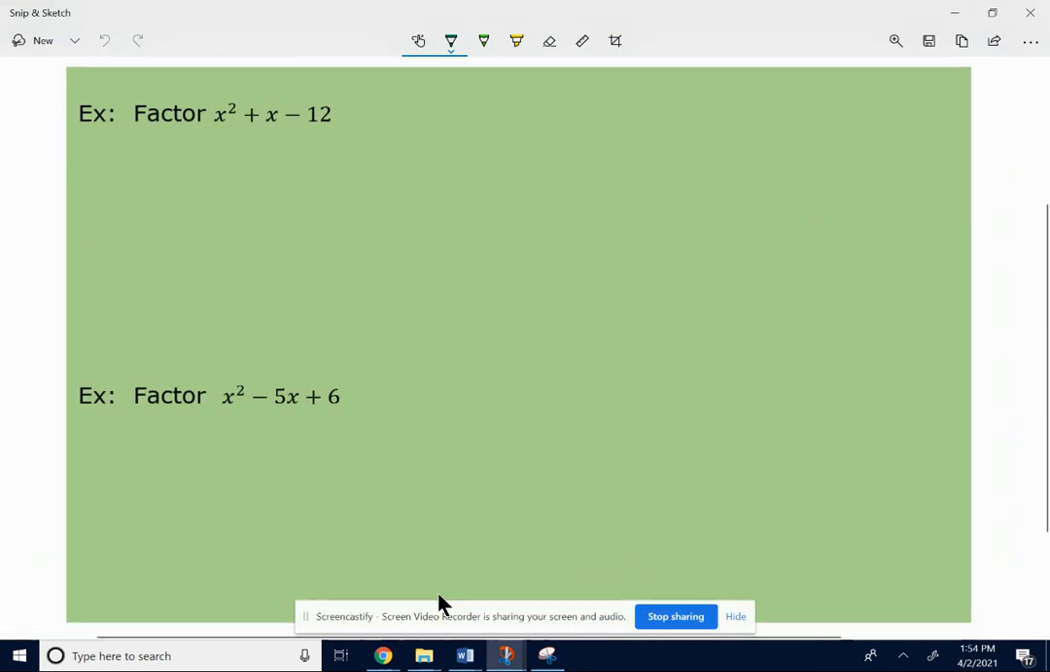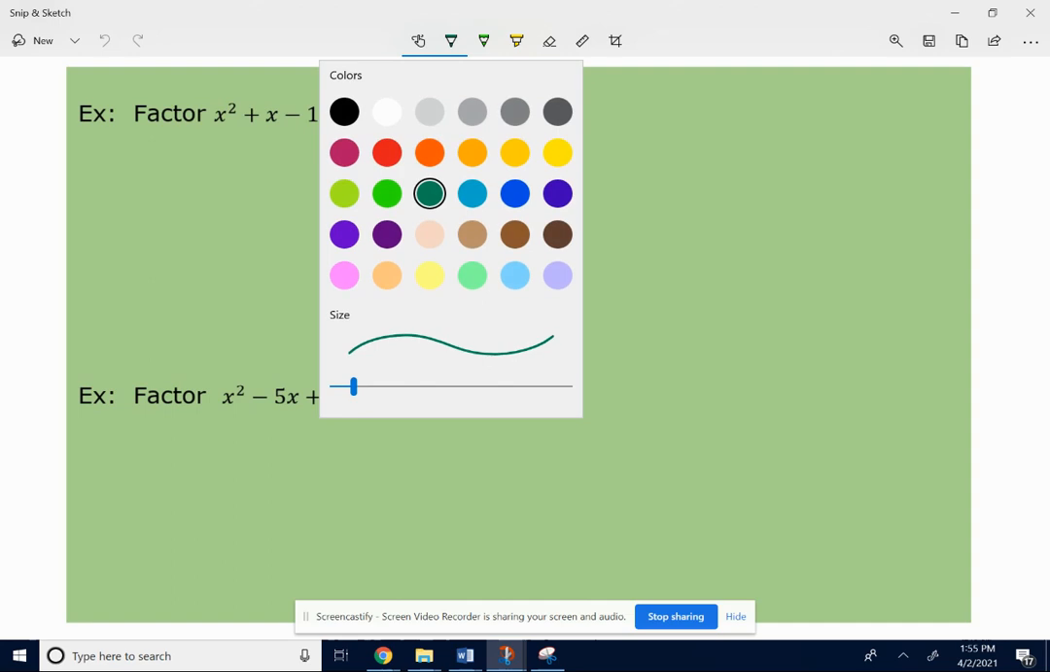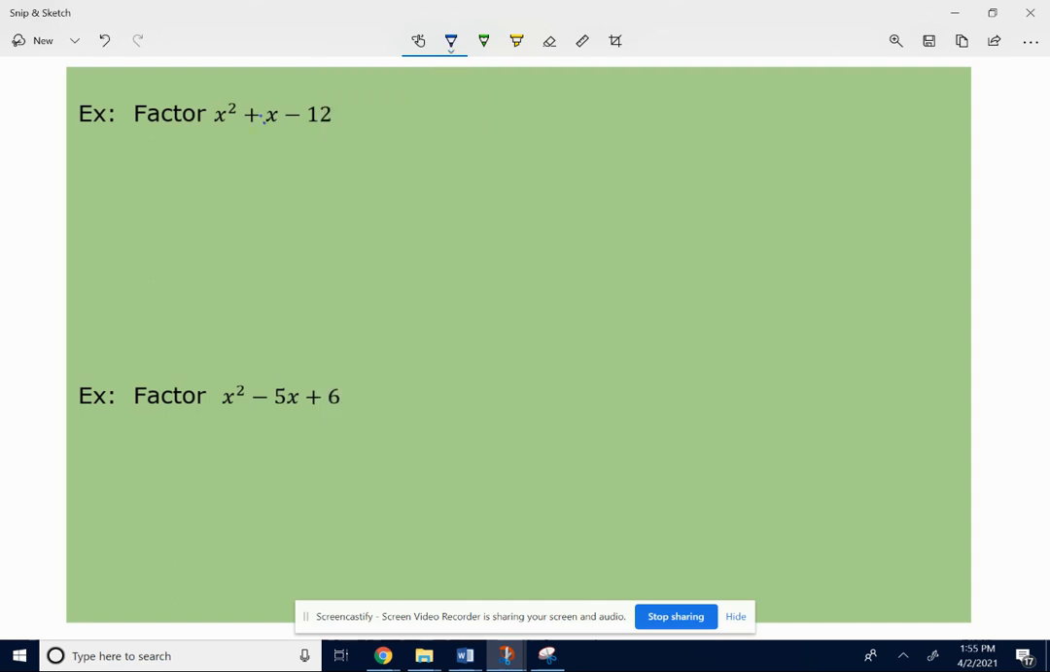Here's an example. We want to factor x squared plus x minus 12. We could, if we really wanted to, use trial and error. But I'm going to focus in on the number in front of x, which is understood to be a 1 in this problem because there's no number there, and the number at the end, which is negative 12. So I'm just going to think of some factors of negative 12.